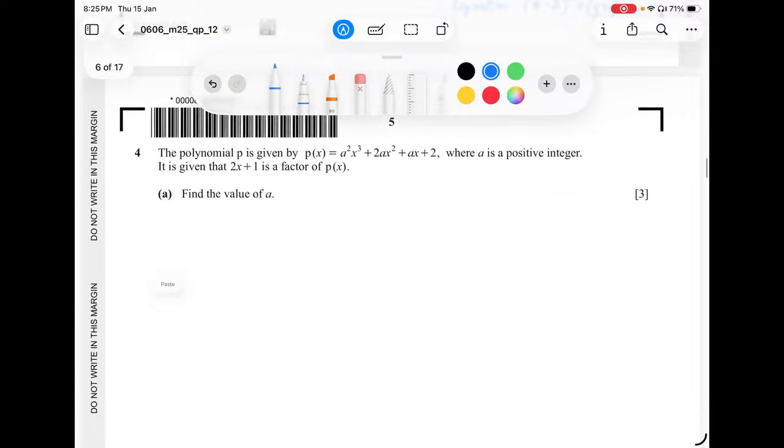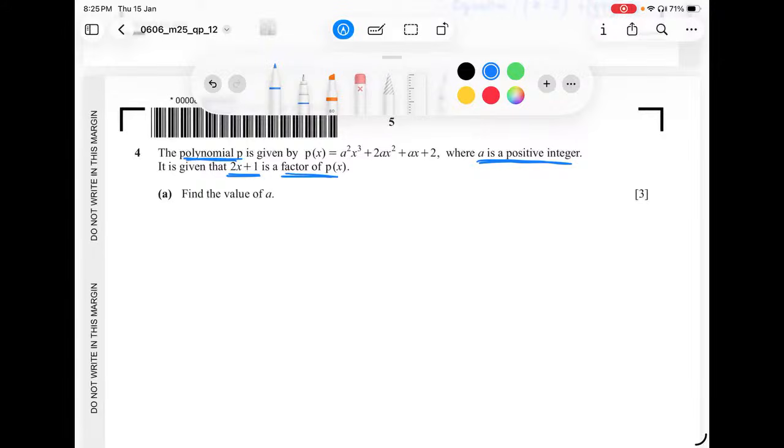So now let's go to the fourth question. The fourth question is from the polynomials, factors of polynomials chapter. So now it's given, the polynomial is given by p(x) equals a squared x cubed plus 2ax squared plus 2ax plus 2. It is given that 2x plus 1 is a factor of p(x) and a is a positive integer. Find the value of a.